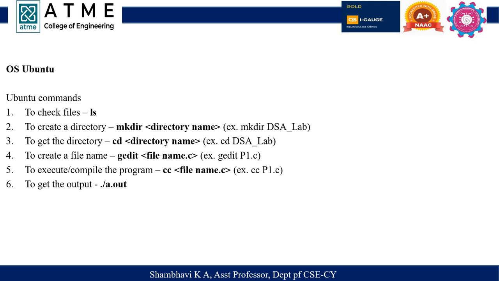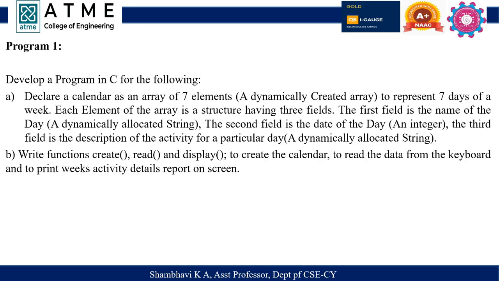So in this session, we will start with our first program and understand it step by step. Okay. So the first program says: develop a program in C for the following. There are two sub questions. The first one is: declare a calendar as an array of 7 elements, that is a dynamically created array, to represent 7 days of a week.